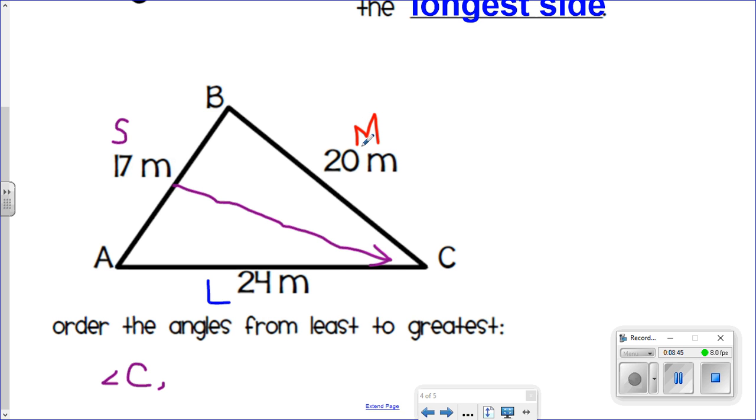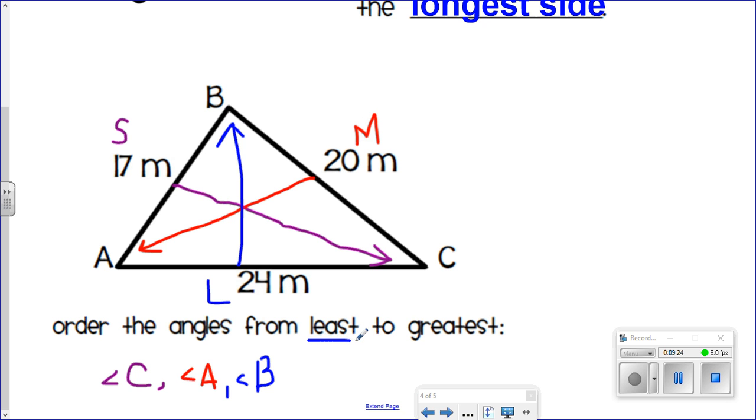And so the middle angle is going to be across from the middle side. So the middle side is our 20-meter side, or side BC, and the angle across from it would be angle A. So angle A is the one in the middle. And then AC, or the 24-meter side, is our longest side. And so the angle across from it would be angle B. So then angle B would be our greatest. And so now we have put them in order from least to greatest. Just be careful that you always are mindful of what order they're asking for, because sometimes it does switch around.